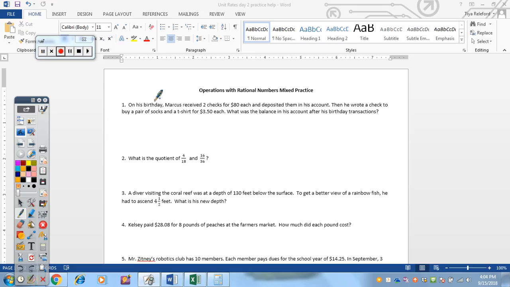So number one, we're talking about his birthday. The question is, what is the balance? So I always make a list of positives and negatives. And the positives I have are the checks he wrote. So I have 2 checks for $80, and I know that's not what you have. You have 3 checks for $79 or something like that. And then my list of negatives, I have socks and a t-shirt for $3.50 each. So my negatives come out to $7.